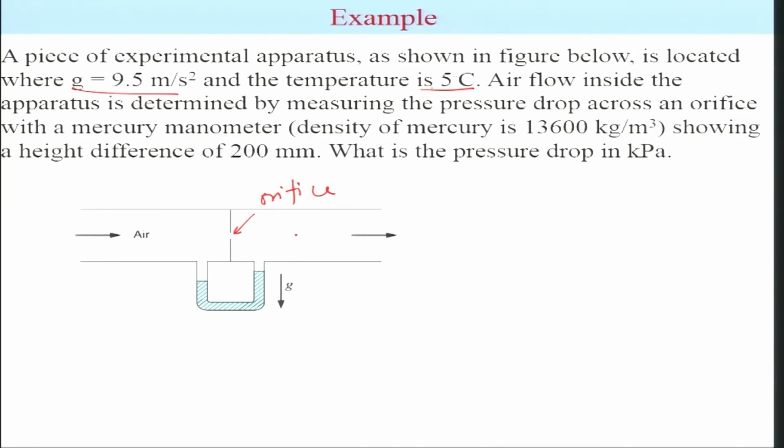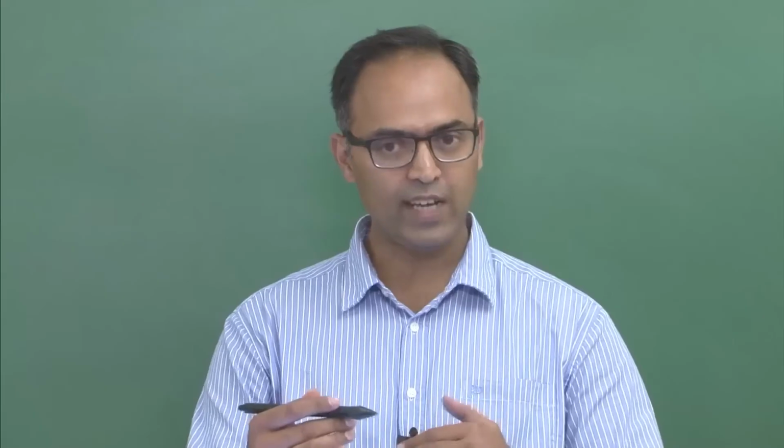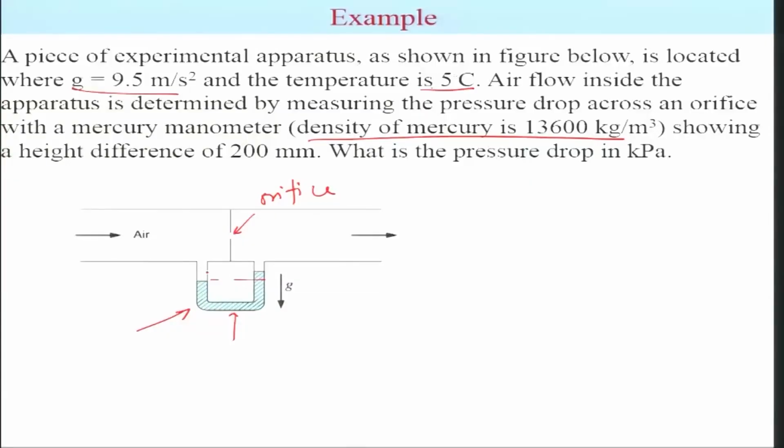So what do you do? You apply a differential manometer with mercury as the fluid. This is the differential manometer, and the density is given for the manometer, along with the height difference. When you apply this, you observe a height difference. The height difference represents a pressure drop. The height difference here is given as 200 millimeter. So what is the pressure drop?